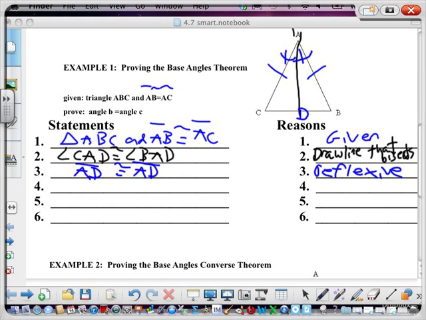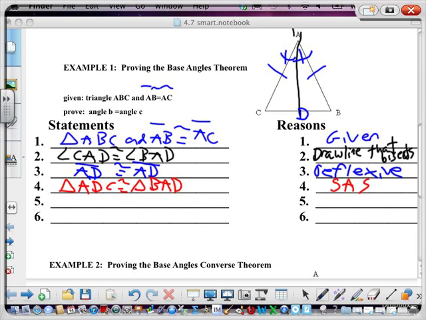Yep. All right. Are these two triangles congruent now to each other? Yes. What by? So triangle ADC is congruent to triangle BAD by what? This is a side, angle, side. There you go.